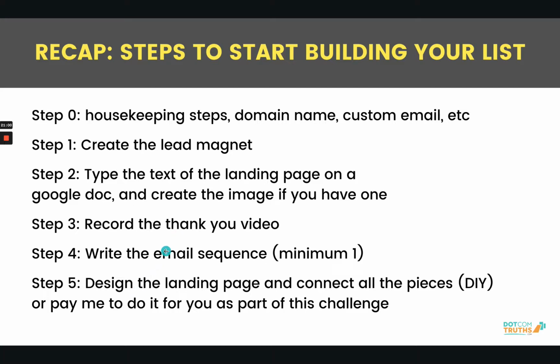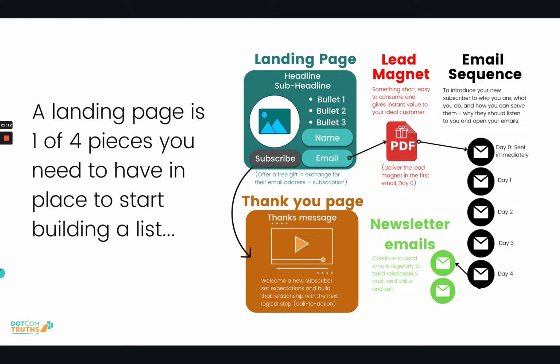You want to write the email sequence, minimum 1, although you should definitely have more. And step 5, you want to design the landing page and connect all the pieces that I mentioned above, DIY, or you can pay me and my team to do it for you. Now, remember, a landing page is just one of the 4 pieces you need to have in place in order to start building a list. And all of these steps and everything you need to do, all the tutorials, is all covered in my checklist.